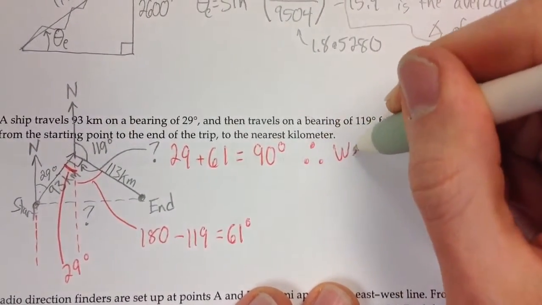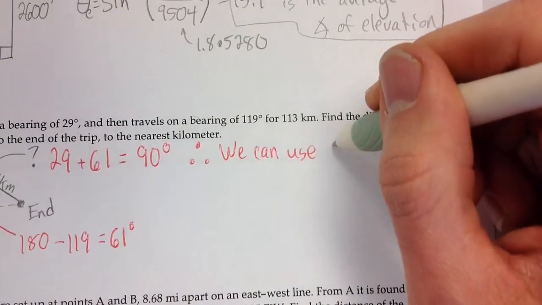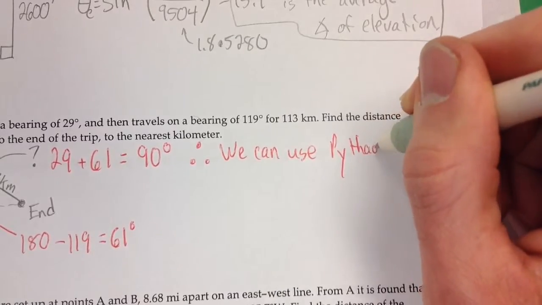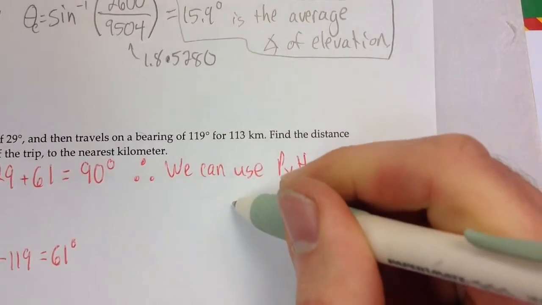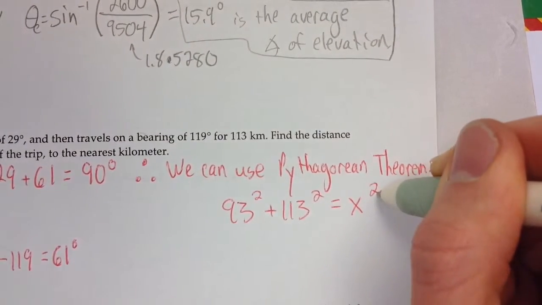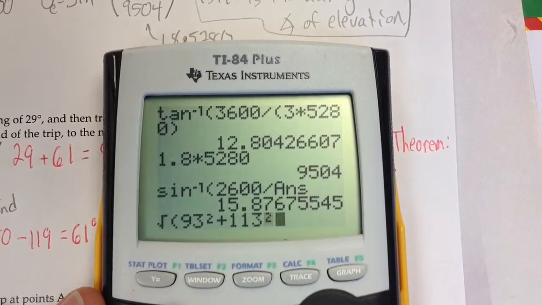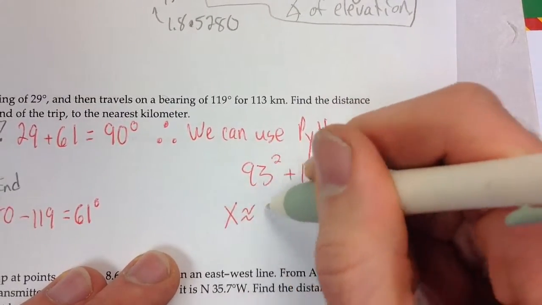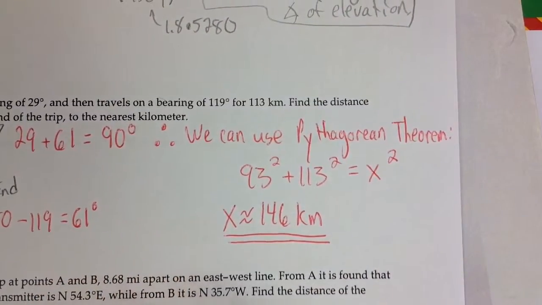So therefore, and soon in this course you will study non-right triangles. What do three dots mean? Therefore. Okay. 93 squared plus 113 squared equals x squared. So it's going to be the square root of 93 squared plus 113 squared. 146 kilometers. That's the straight line distance from start to finish.